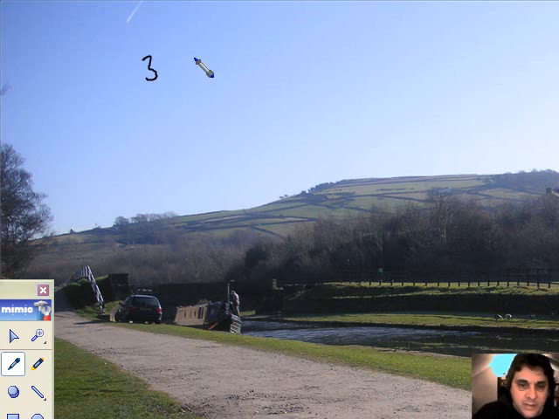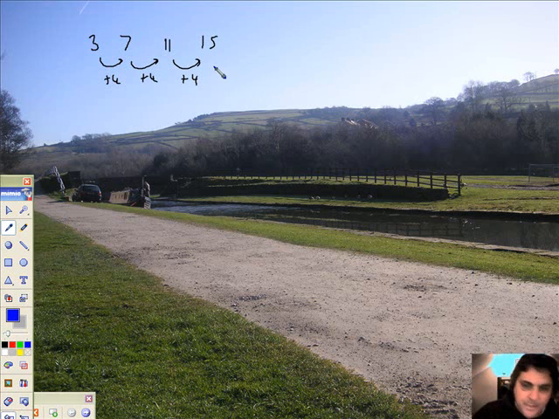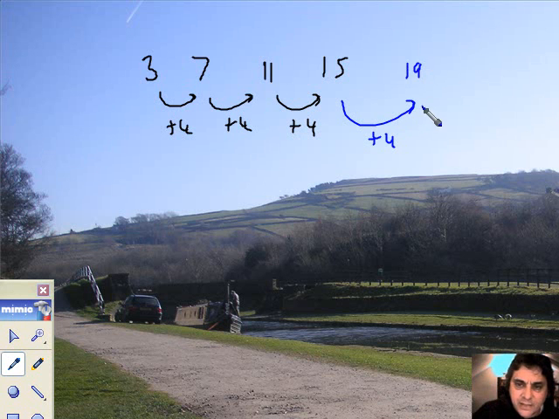Well, here's a sequence. It goes 3, 7, 11, 15. As you can see, it goes up by 4 each time. So the next two terms will be, just add on 4. 15 plus 4 makes 19, add on another 4, 19 plus 4 is 23.